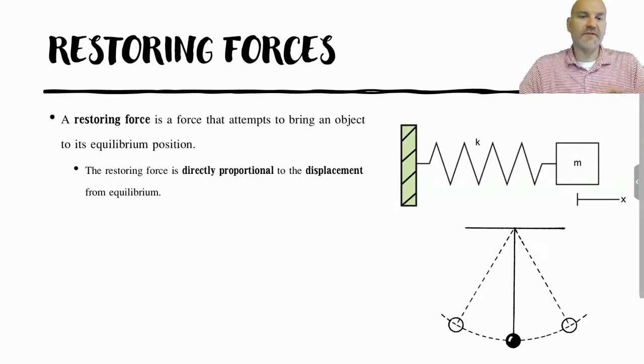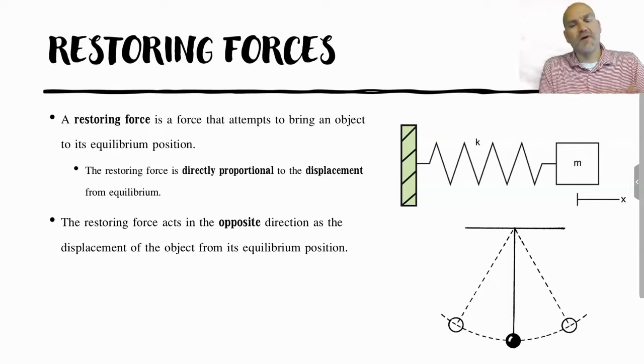Okay, so a restoring force is a force that attempts to bring an object back to its equilibrium position. And it's directly proportional to some sort of displacement from equilibrium. Now, again, sometimes the examples or the wording will sound like it's a mass on a spring, sometimes it'll sound like it's from a pendulum. So this definition of directly proportional to the displacement from equilibrium is definitely about the mass on a spring.